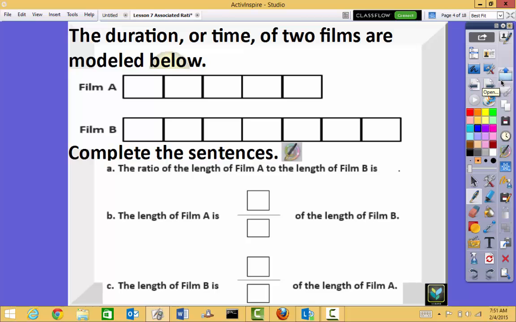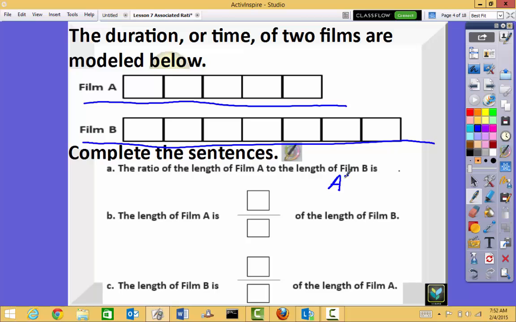The duration or time of two films are modeled below. So here's a model for how long film A is. Here's a model for how long film B is. Complete the ratio of the length of film A to the length of film B. So let's see what it's asking for. The ratio of film A to film B. Well, if I look up here, I see A is 1, 2, 3, 4, 5. So it's going to be 5 to however long film B is.